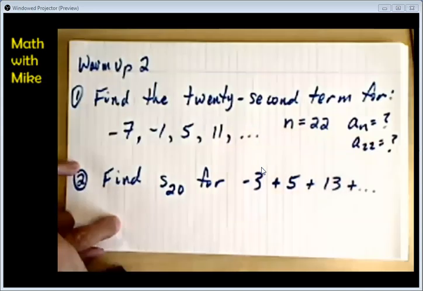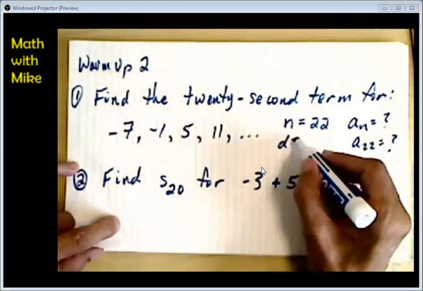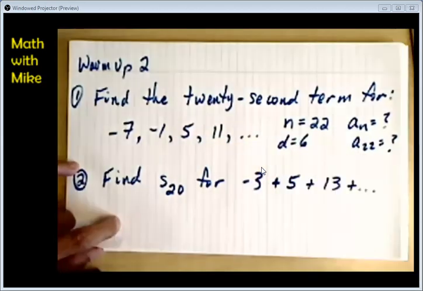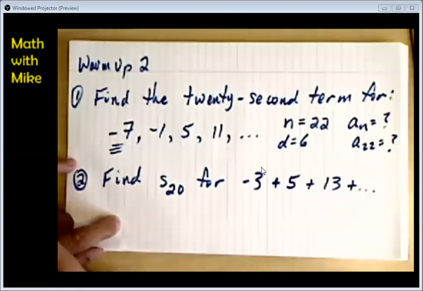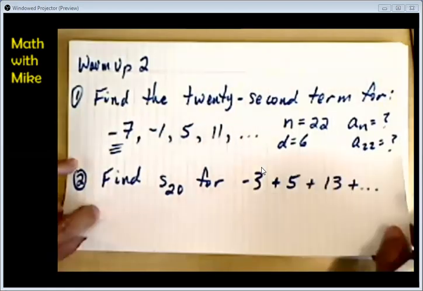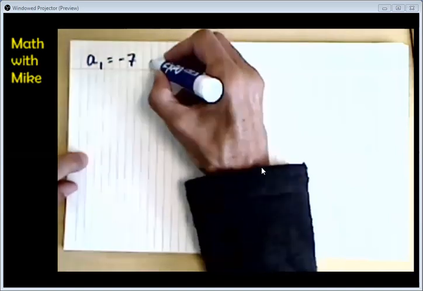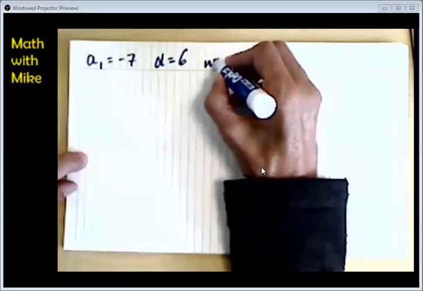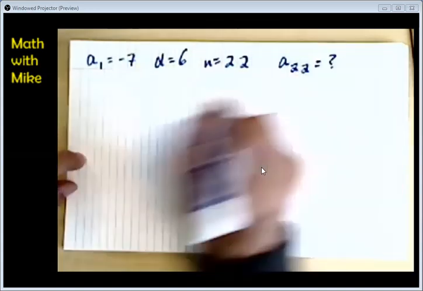What else do we know from here? D we can figure out. What do you get? D is 6. That's true. And what other value do we have? Yeah, A1 right there. -7, right? Okay. So I'm going to organize it nicely on the other page. This page here. We got A1 is -7. D is equal to 6. N is equal to 22. And the question is, A22 is equal to how much?